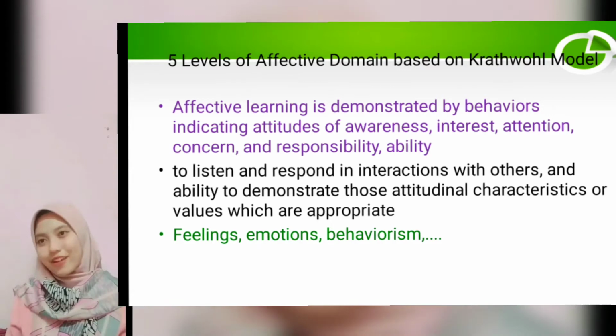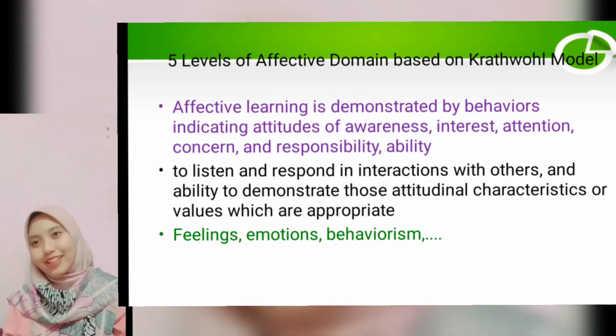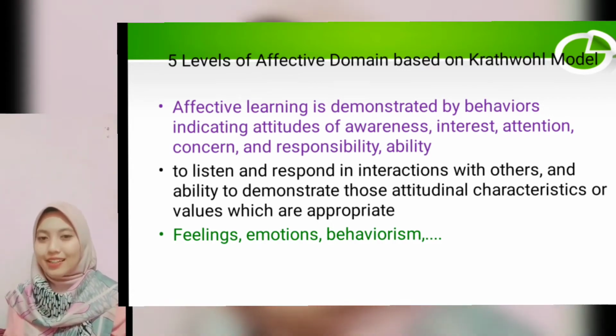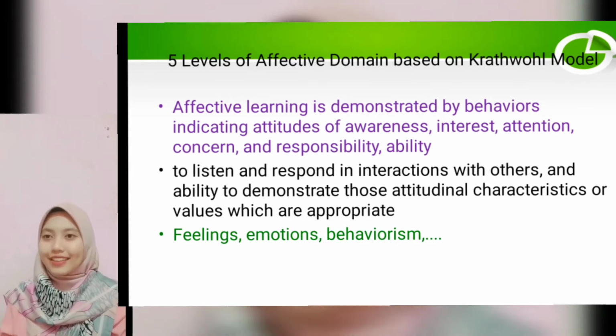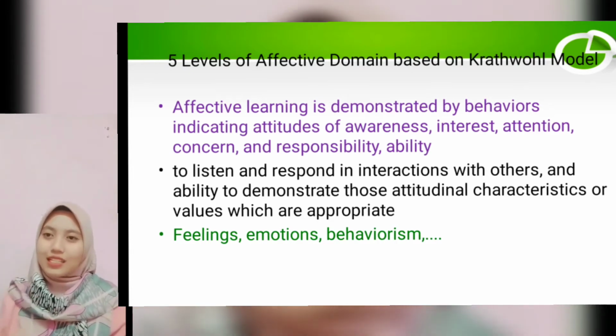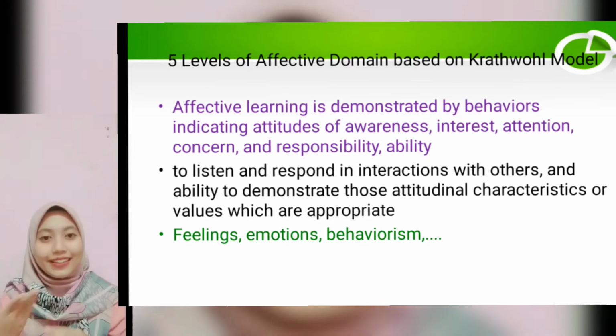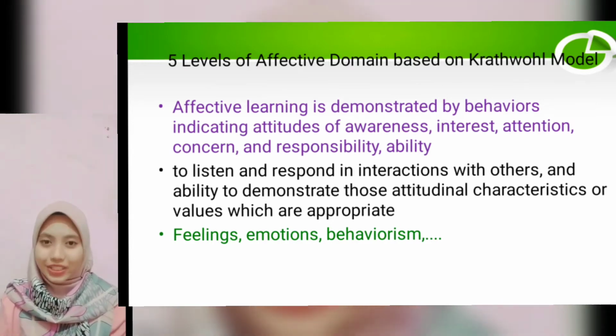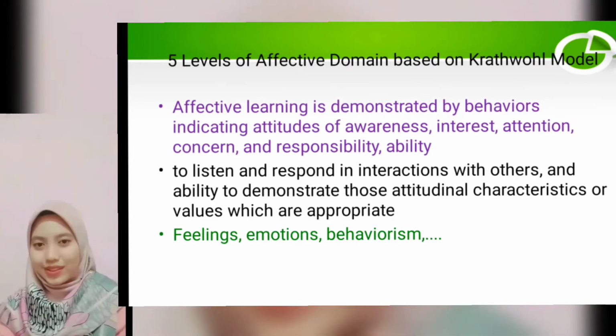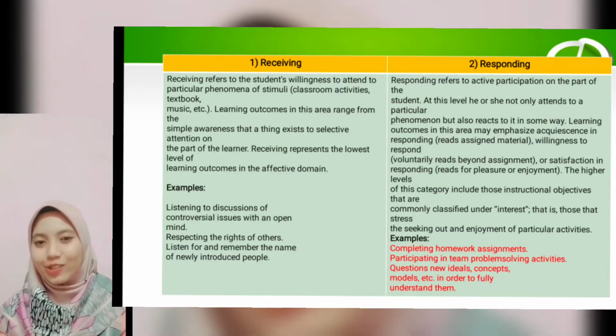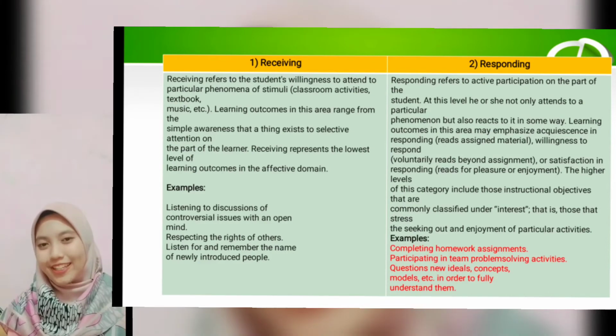Affective learning is demonstrated by behaviors indicating attitudes of the student, such as awareness, interest in class, attention, and concern. So at this point, you have to recognize whether your students are focused or not in your class.